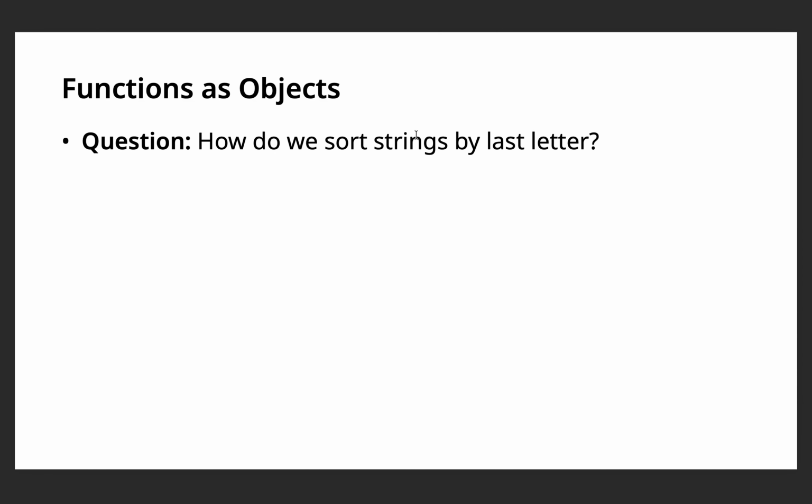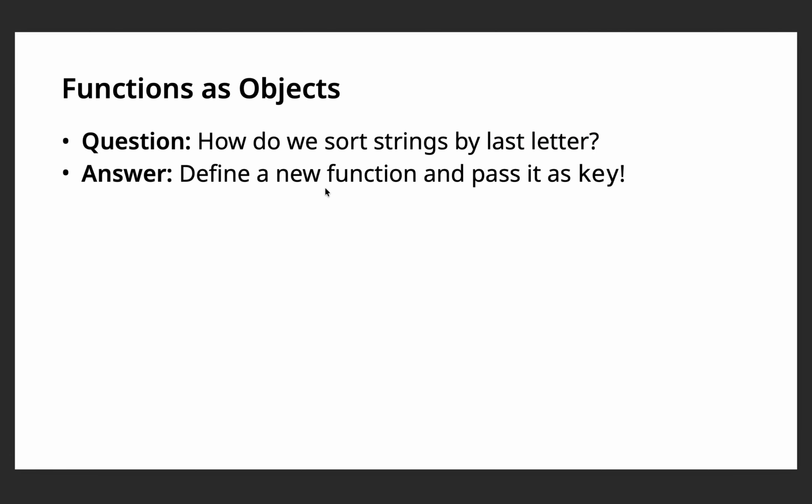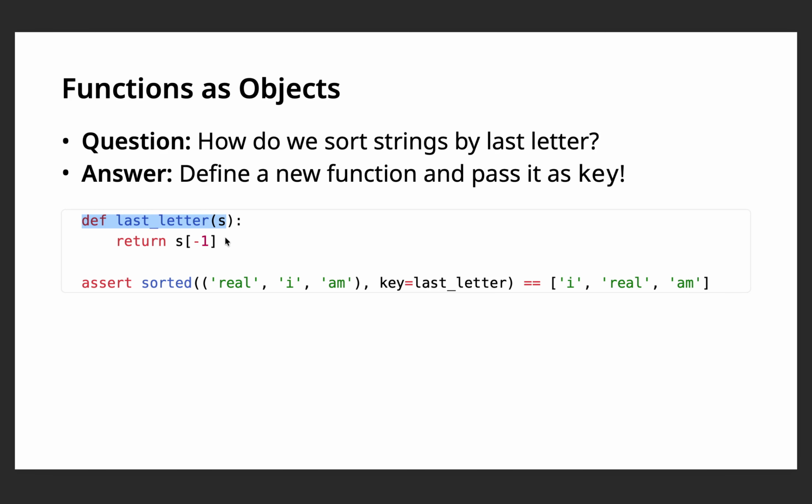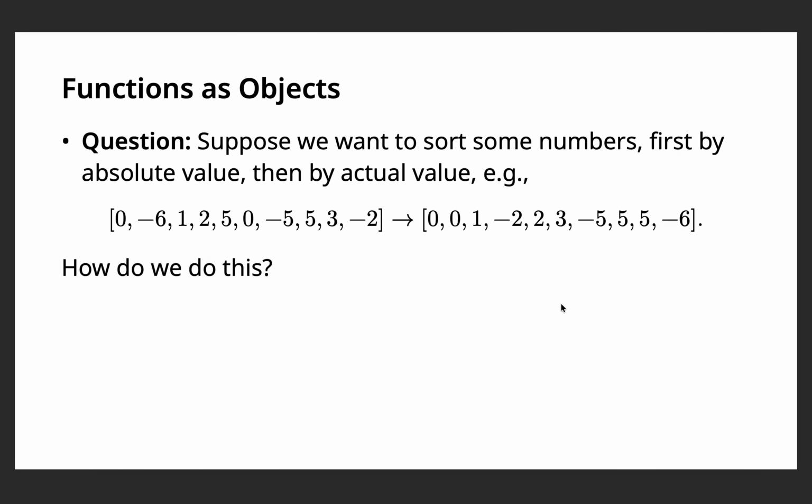If you want to sort them by some other metric, for example, their last letter, to do that, we would just need to make a new function. So something like this. We make a new function that returns the last letter of the string, and we use that as the function that we pass into the sorted function over here. So here, if we give last letter as the key, it will now sort these three strings via their last letter. Okay, what else?